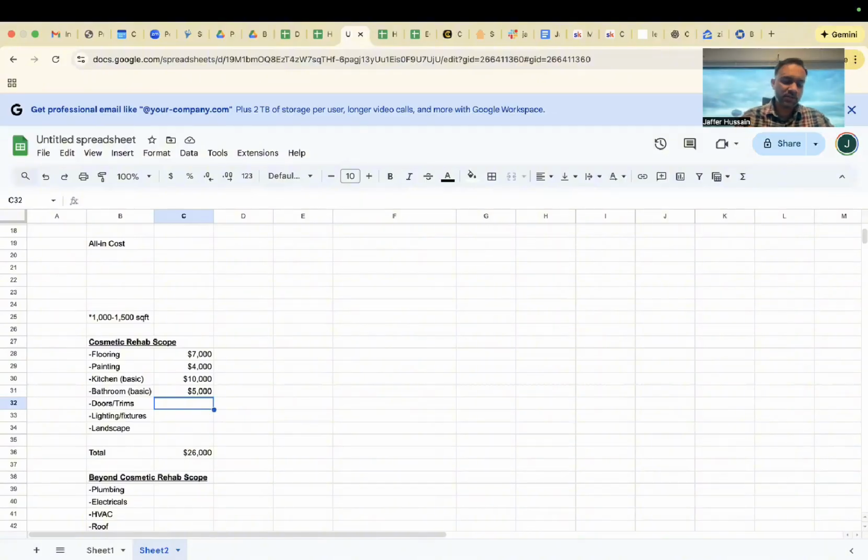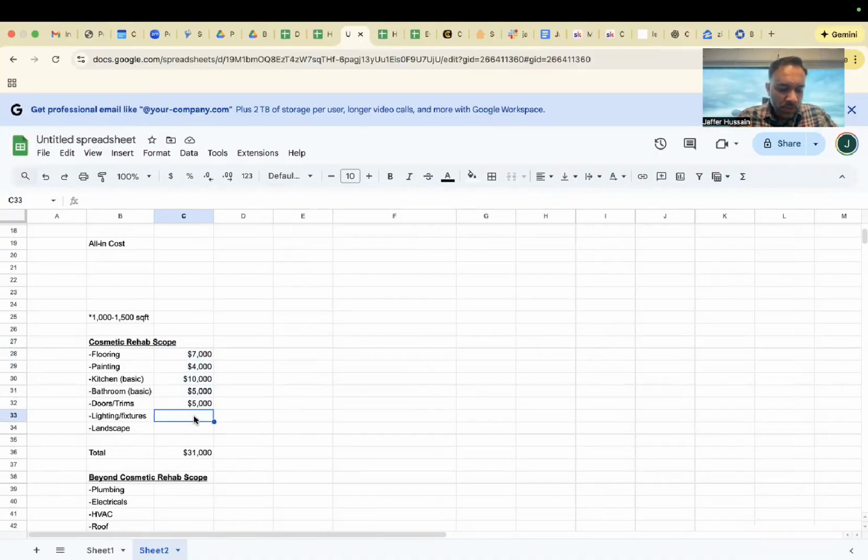It's gonna be about $5,000. Now for doors and trims, I'm gonna allocate around another $5,000, right? So brand new doors, some of the trims may be out of shape, plus the labor that's going to be around. But by the way, keep in mind all these numbers are inclusive of material and labor.